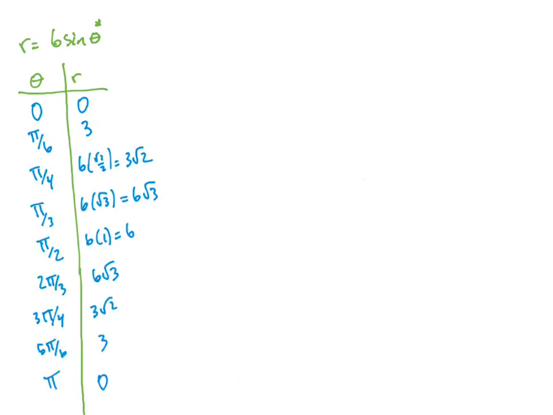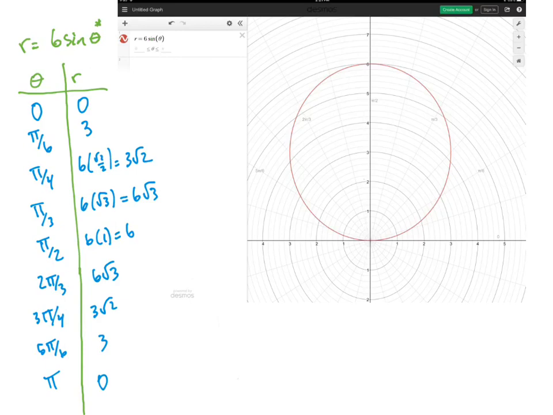All right, so here are all the values for theta between 0 and pi, and I've listed all the coordinates when I plug theta into the equation. So let's go ahead and graph this. Hopefully you can see what's happening here. When I enter r equals 6 sine of theta, I get this graph of a circle. Let's see how this makes sense.